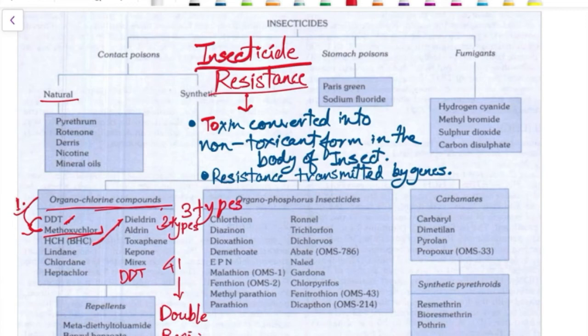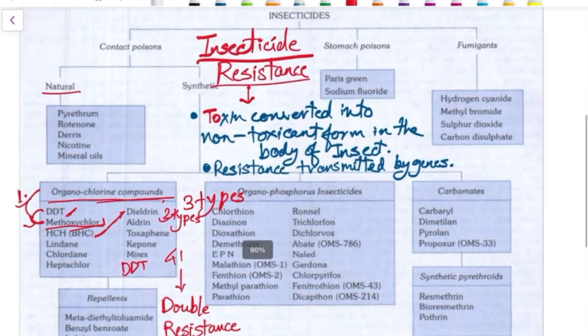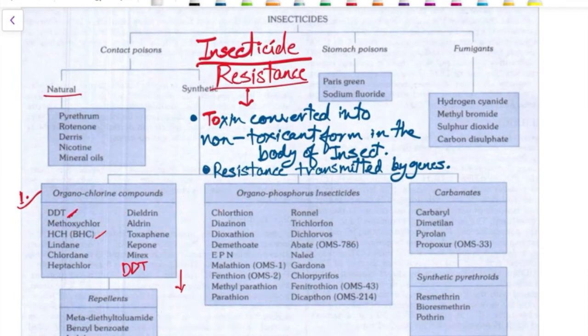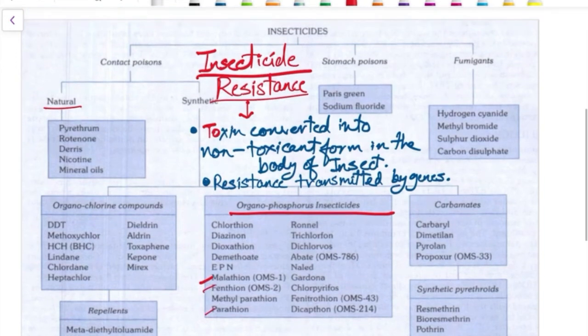And when it occurs, the cost of vector management becomes a little costly, and so after that organophosphorus insecticides are used, and carbamates are used, like malathion, and fenthion, parathion, these types of insecticides are used. We have discussed the adulticide and larvicide measures.